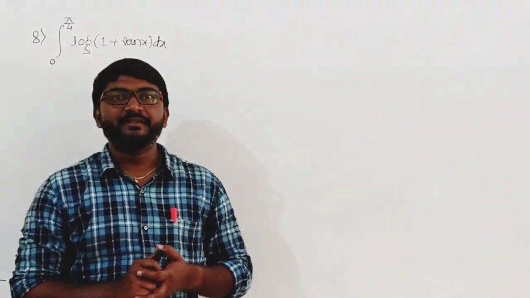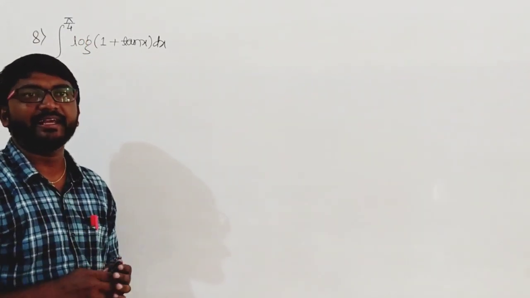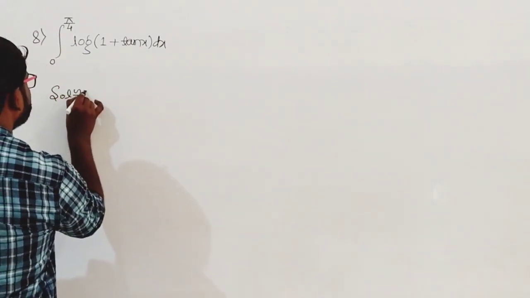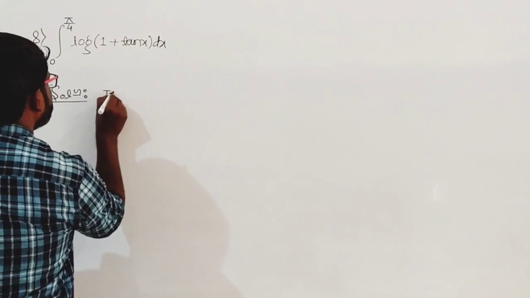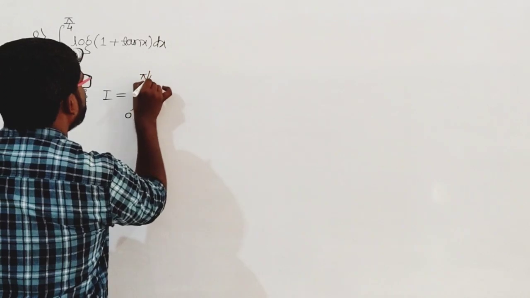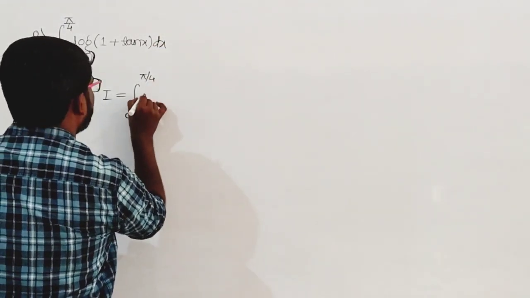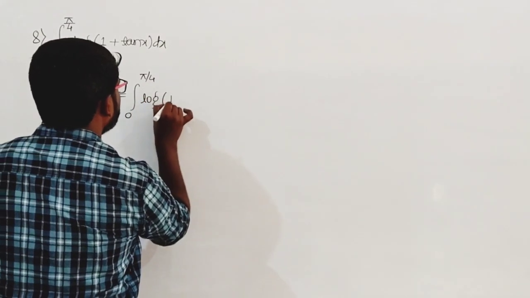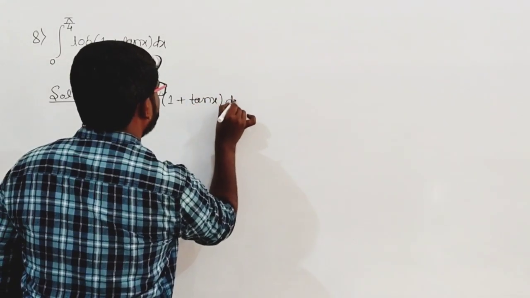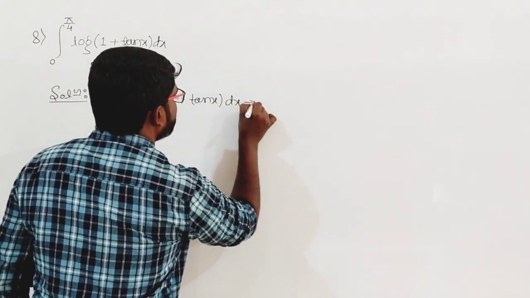Well, the 8th problem, it is integral 0 to pi by 4 log inside the bracket 1 plus tan x dx. So let us take this as I, which is equal to integral 0 to pi by 4 log 1 plus tan x dx. So now I call this as equation number 1.